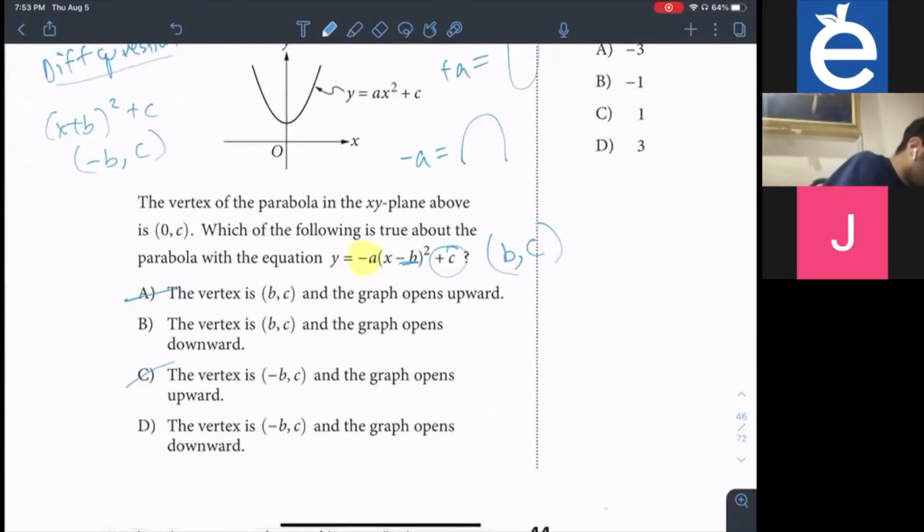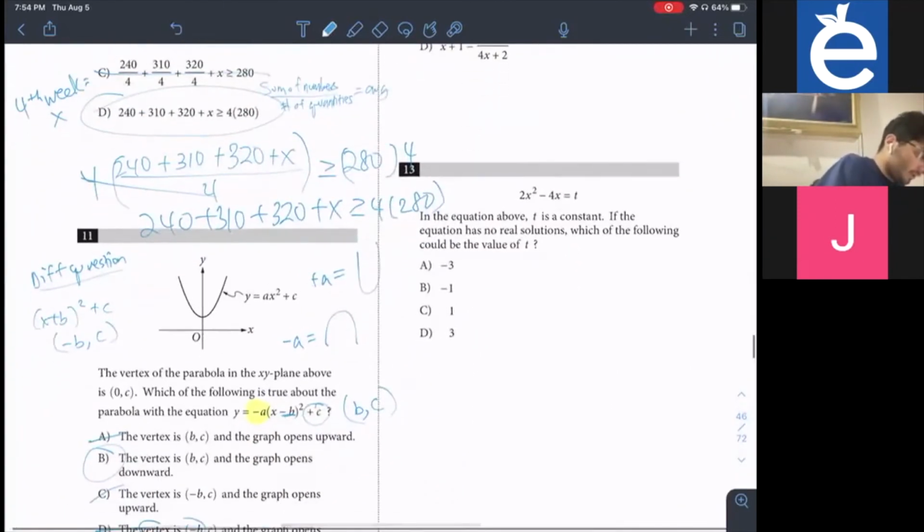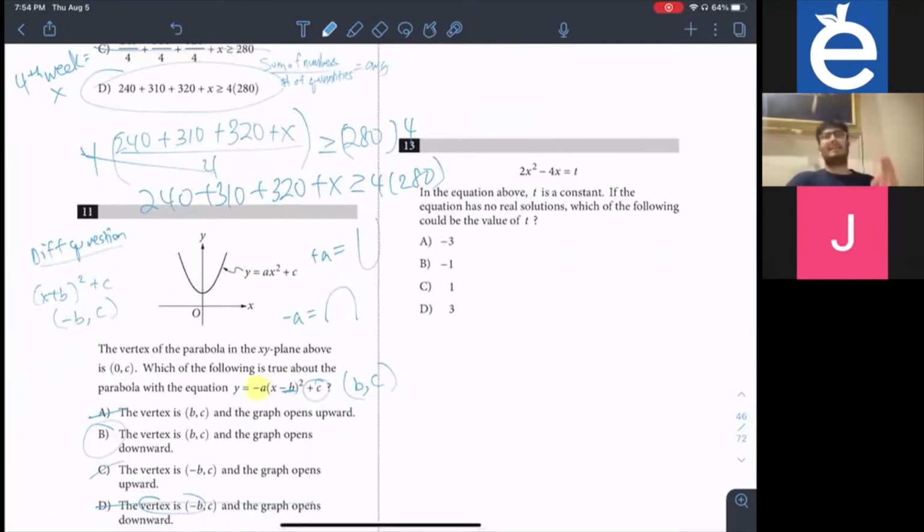So it opens downwards, and now the difference is the vertex. The vertex is negative b c here, negative b c here, and so that's wrong. So our answer is choice B for question 11. So just remember the sign of the a matters, because if it's a positive a, it opens upwards, and if it's a negative a, it opens downwards.